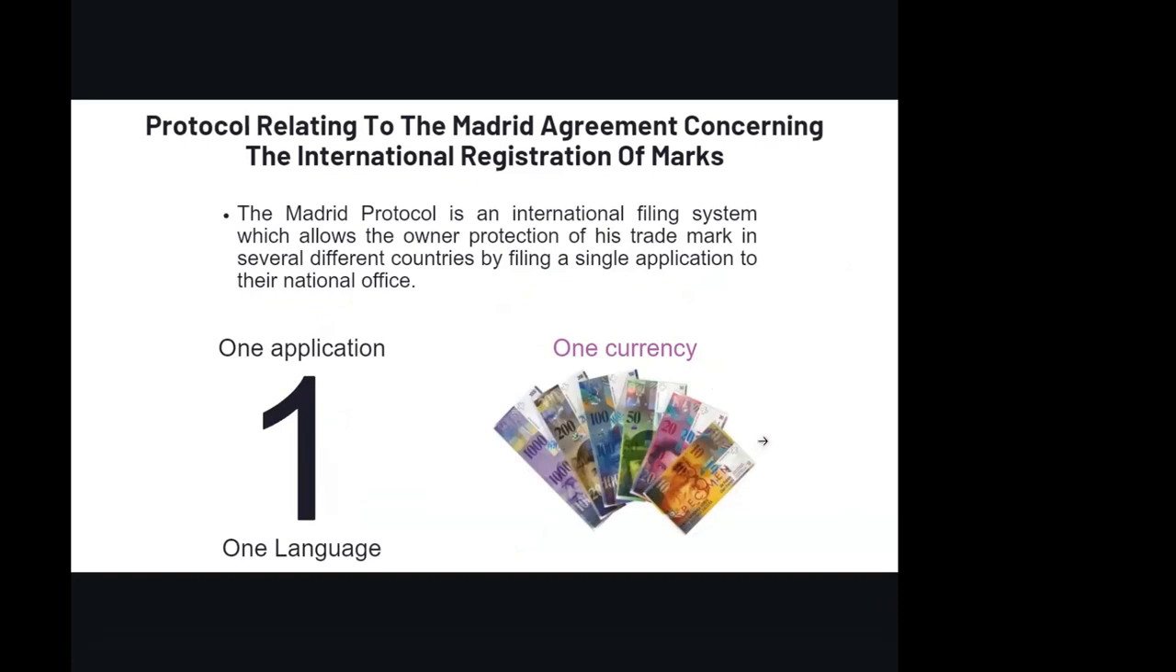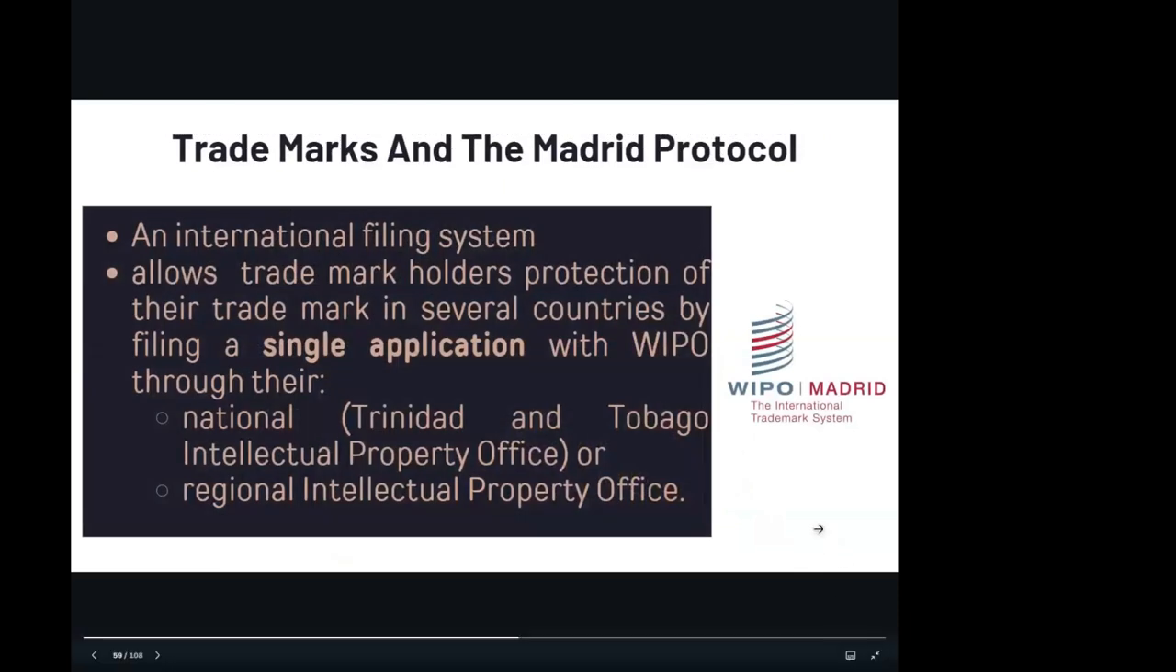Now, for a trademark, if you want to apply in multiple jurisdictions simultaneously, we have an international filing system known as the Madrid Protocol. This allows the owner of a mark to have protection of their trademark in several countries by filing one single application to the national office, utilizing one currency and one language. So this is an international filing system that is going to allow you to enter into multiple territories simultaneously. It allows trademark holders to protect their trademark in several countries with one single application, as opposed to making one application in Trinidad, one in Barbados, one in the US. You could utilize the Madrid system to file in multiple countries at the exact same time.